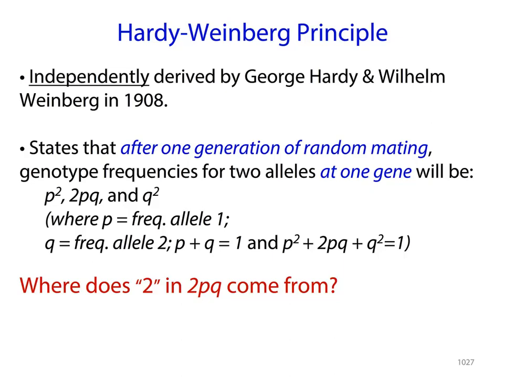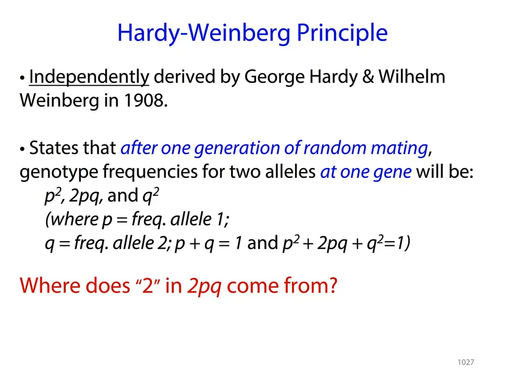The other part of this formula that should look familiar is little p squared plus 2pq plus little q squared equals 1. Now, to the side of your slide, I want you to write little p squared equals big P, and that's the genotypic frequency of the homozygous dominant. 2pq equals big H, and that's the genotypic frequency of the heterozygotes. And little q squared equals big Q, and that's the genotypic frequency of the homozygous recessive.